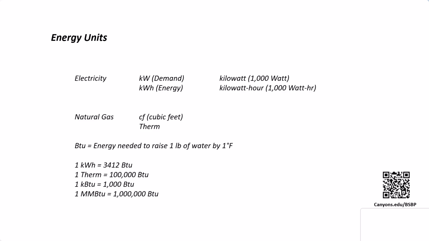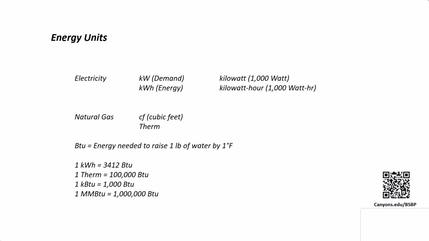Electrical energy is measured in kilowatt hours. Natural gas energy is measured in cubic feet, where 100 cubic feet is approximately equal to a therm. A therm is 100,000 BTUs. In comparing a building's energy use with different fuel types, it becomes necessary to find a common denominator or unit of measure. The primary unit in our industry is the British thermal unit, or BTU.